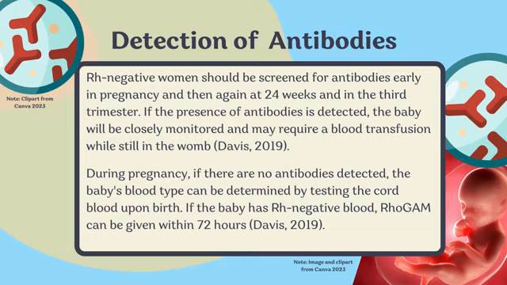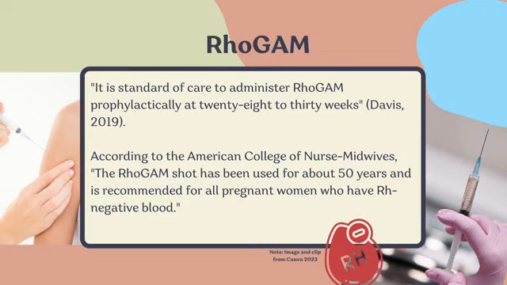At birth, the baby's blood type will be determined. And if baby's blood is positive, an injection known as RhoGAM can be given to prevent the development of antibodies, which could affect subsequent pregnancies. Now, according to the American College of Nurse Midwives, RhoGAM has been around for 50 years, and all people with negative blood type are advised to have this injection. RhoGAM can also be given prophylactically at 28 weeks and then again at postpartum.